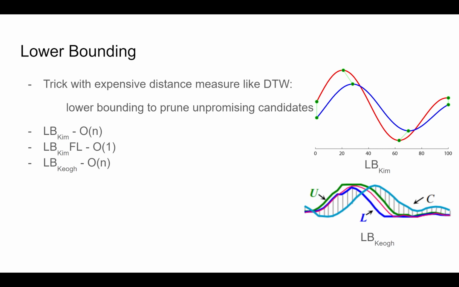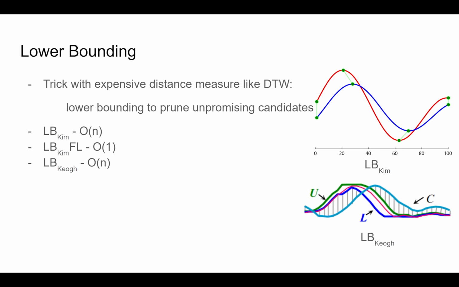If the time series data was normalized, the lower bound produced by Kim can be computed in big O of 1 by taking only the difference between the first and last pairs, as the difference between the minimum and maximum pairs are negligible.